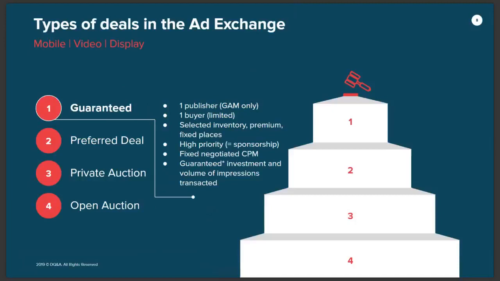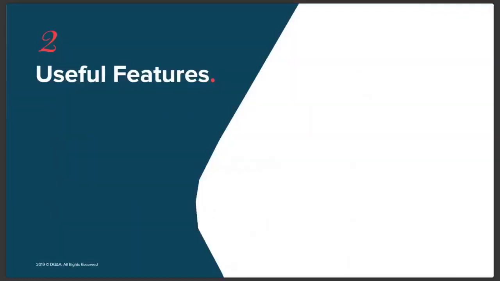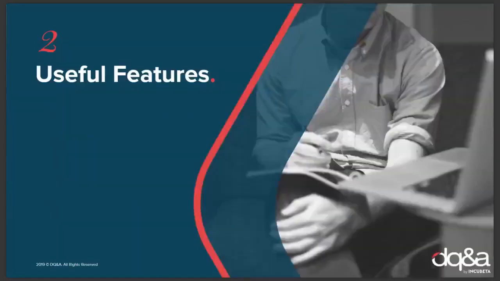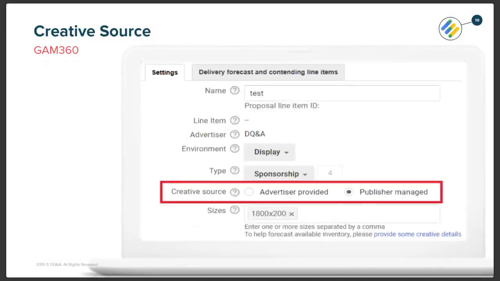Okay, so I hope that's all clear to you guys. We're going to move on to the second part, which is the useful features. This is pretty much only from the Ad Manager side, as these are things that tend to be underutilized a little bit. So first of all, we have the creative source. This is something that's relatively new in Ad Manager, and we don't see it being used very much.